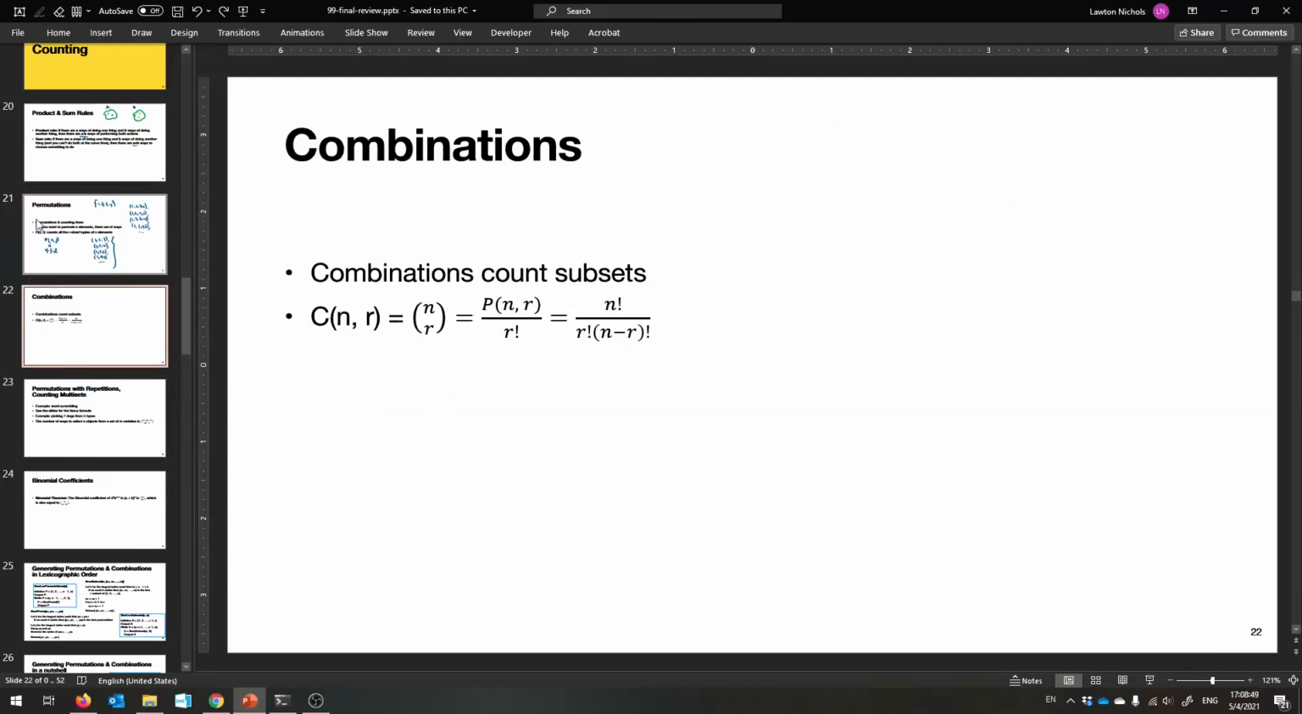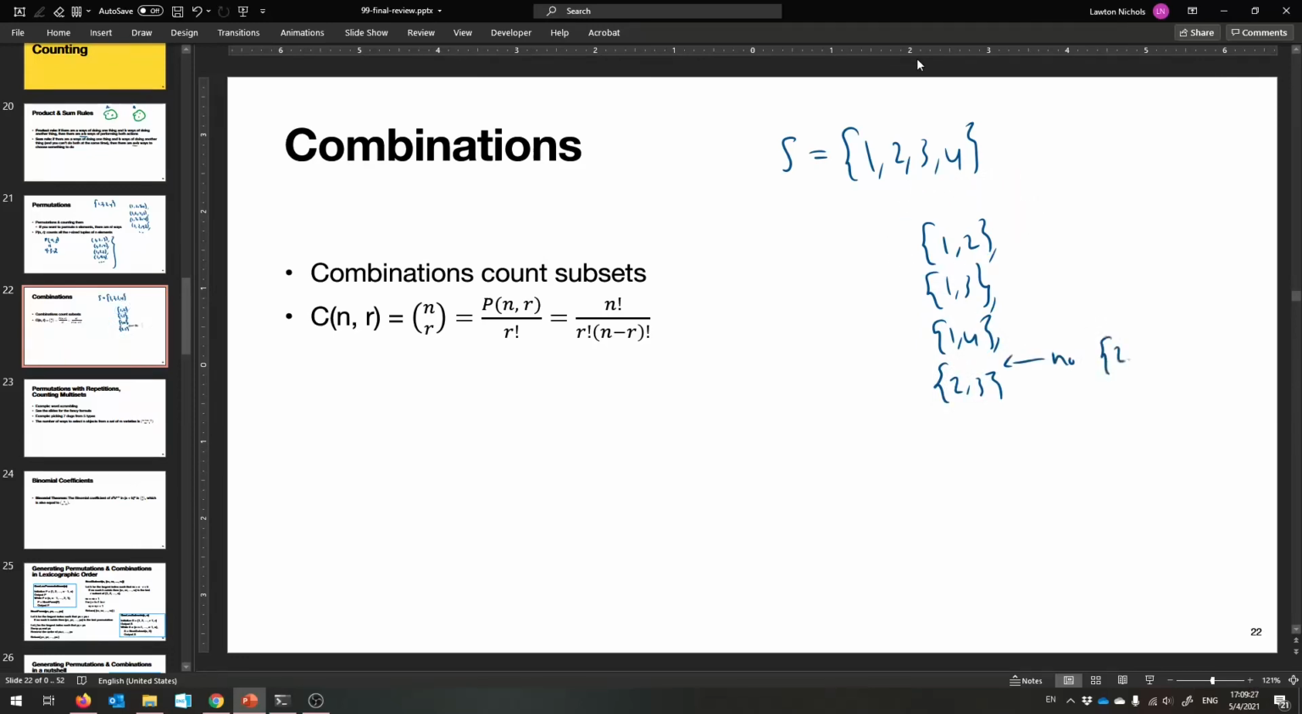Next, we have combinations. So we have a set of things that we want to count all the different ways that we can make a subset out of that set. Like, if again we had a set that was 1, 2, 3, 4, and you want to make all the different size 2 subsets of this, there are quite a few, right? You got your 1, 2, your 1, 3, your 1, 4, your 2, 3, right? Not 2, 1, because I already counted that one. It's already up here. It's a set, remember. So that kind of changes how we count all of this stuff.